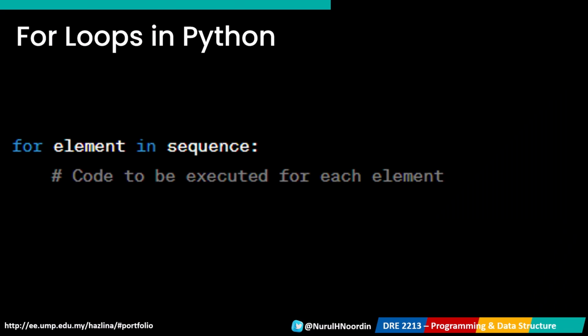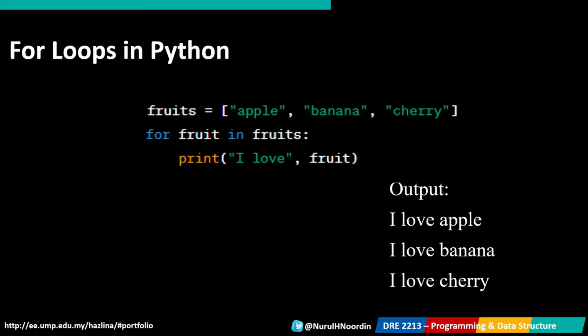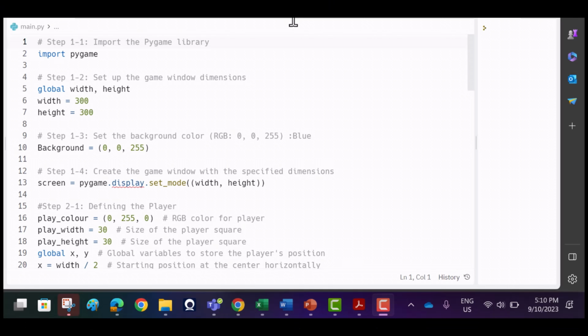A for loop is a control structure that allows you to iterate over a sequence of elements, executing a block of code for each element. The for keyword initiates the loop. Element is a variable that takes on each value from the sequence. Sequence can be a list, tuple, string, or any other iterable. This is a for loop example in Python. This is the final code of step 3.